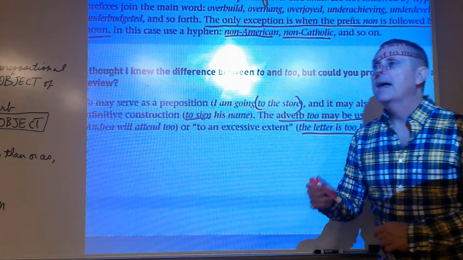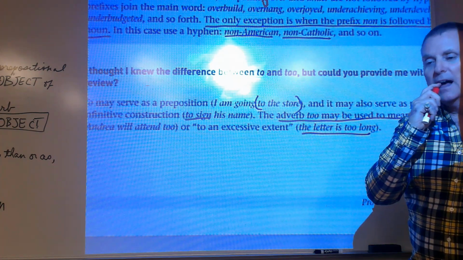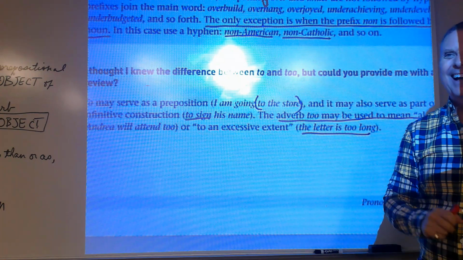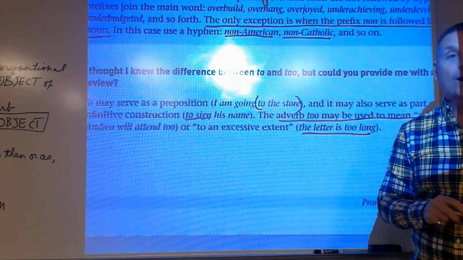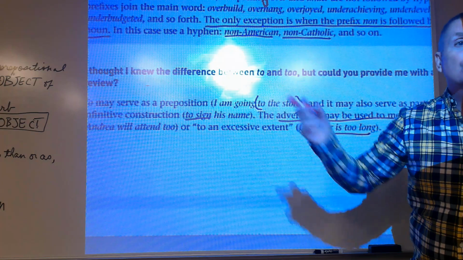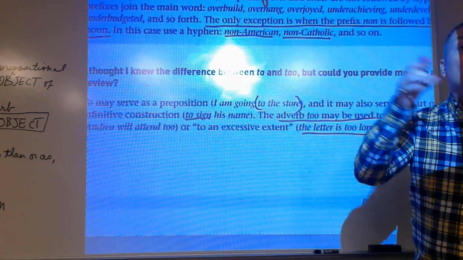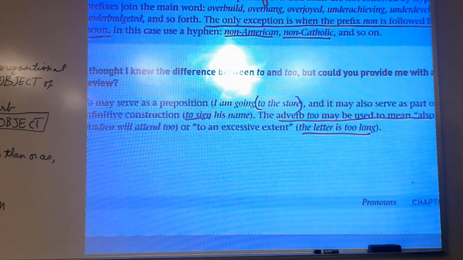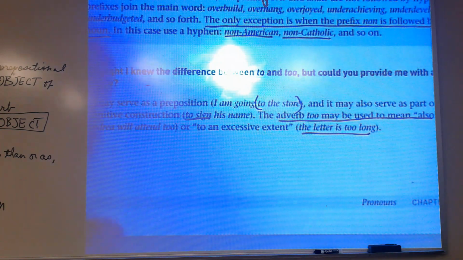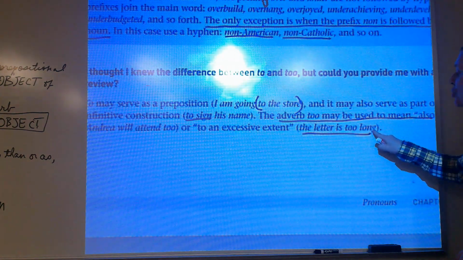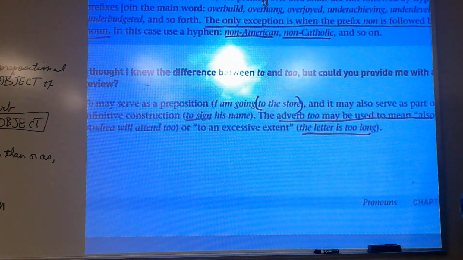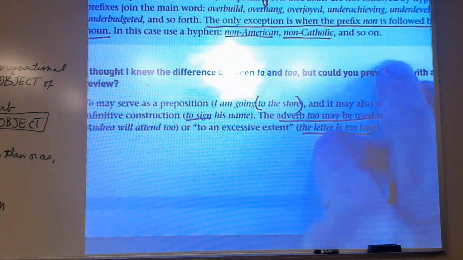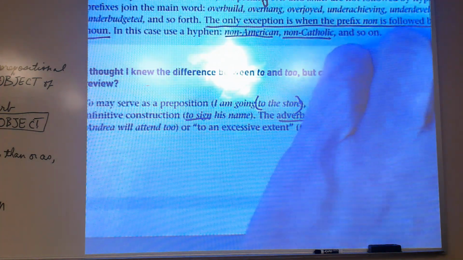If you said, "Me too. I too hope to join the Corps of Engineers," then it means I as well. If it means also or perhaps, then it's TOO, and it usually functions as an adverb. How long is it? Too long. This letter is too long, TOO. When it functions as an adverb, it should be TOO. When it functions as a preposition or an infinitive, then it's TO.